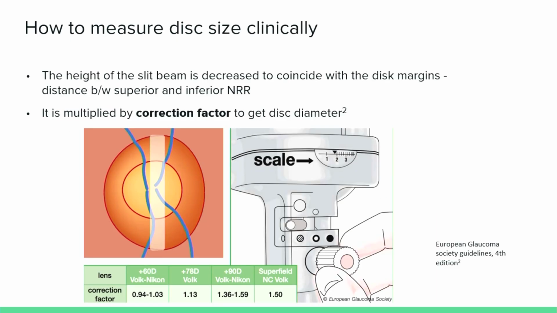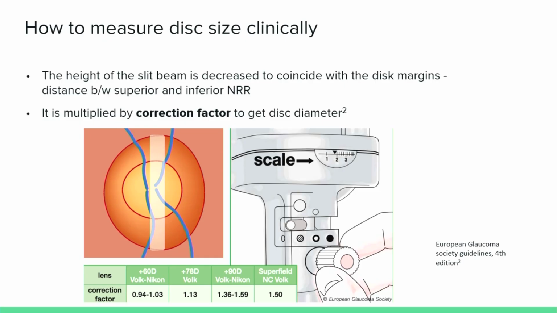Now, how to measure disc size clinically? The height of the slit beam is decreased to coincide with the disc margins of the NRR in the superior and the inferior, and then we can measure the size by the graticule, and then it is multiplied by the correction factor of the lens to get the actual disc diameter. So for example, if we are getting a disc diameter of 1 mm by the graticule, then we have to multiply by the correction factor of the lens to get the actual disc diameter. One minute. Fellows, why do you need to multiply by the correction factor when you use those high power convex lenses?